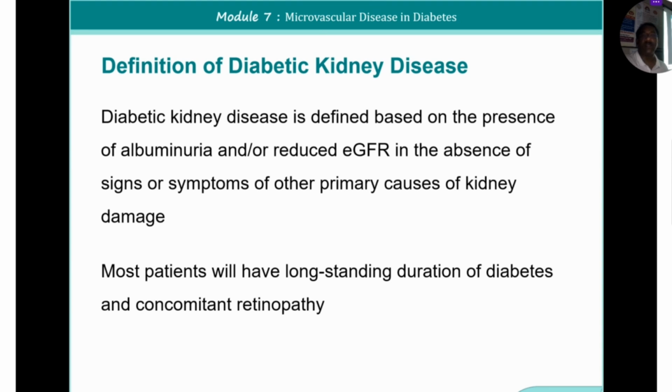Most patients will have a long-standing duration of diabetes and concomitant retinopathy, because the retina and the glomeruli are very good friends. So all the neuropathy or nephropathy population will have some amount of retinopathy. In the same way, severe retinopathy will have some amount of nephropathy.